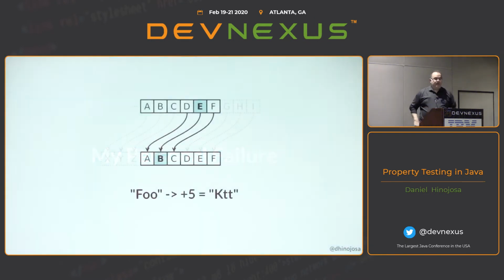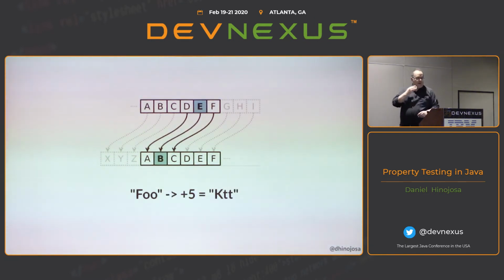Now, let me tell you about my personal failure as well. I do teach test-driven development. I love test-driven development. I like talking about it. And one of my first examples that I always talk about is Caesar shift. Anybody know what Caesar shift is? Okay, Caesar shift is this.